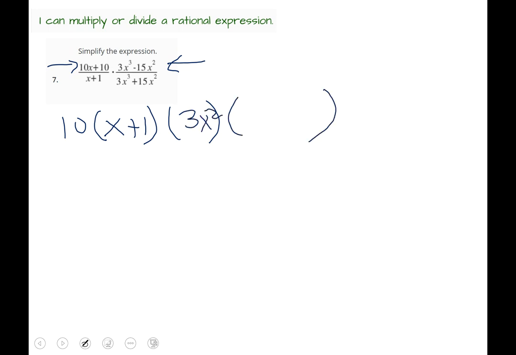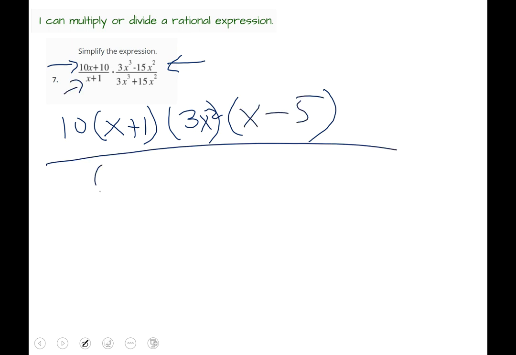All right, we need to simplify the expression. So I'm going to start by looking for greatest common factors if I've got them, and then factor anything else. So I'm looking at this right here, and I see a greatest common factor of 10. I'm going to pull that out. When I pull that out, I'm left with x plus 1. I'm going to go here. I see a greatest common factor of 3x squared. And when I divide that out, I'm left with x minus 5.